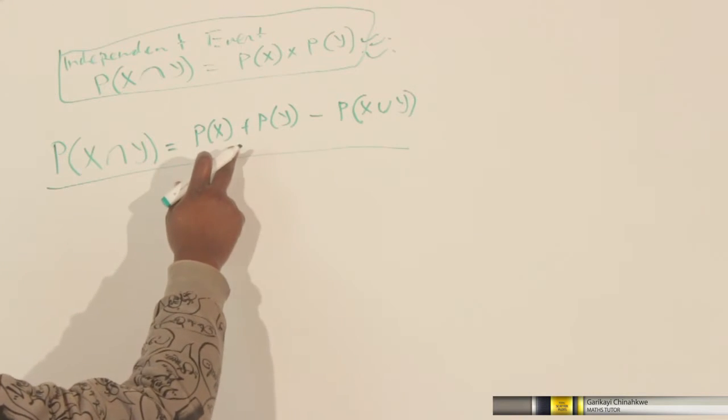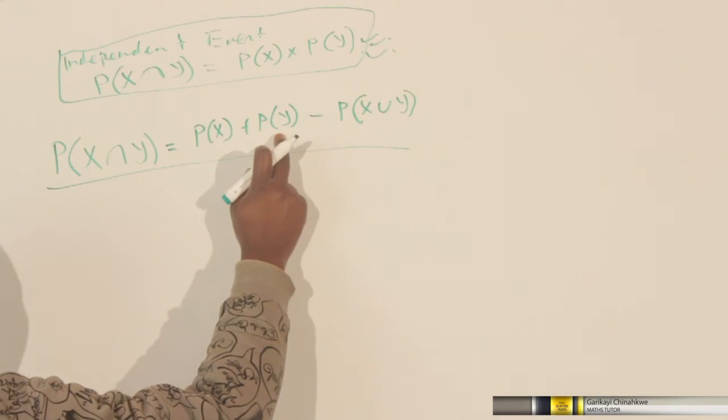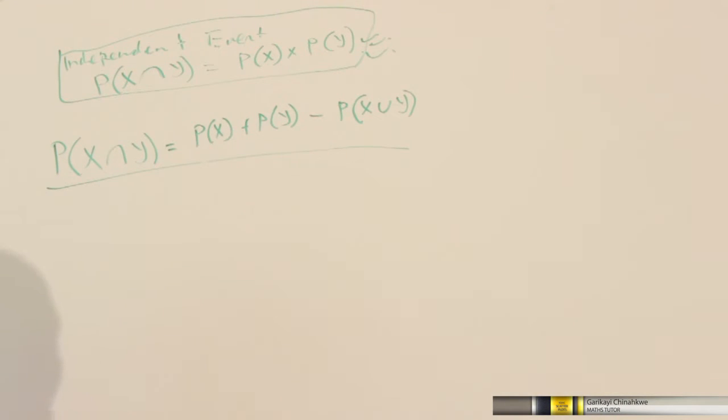You can transpose and make probability of x the subject, probability of y the subject, or probability of x union y the subject. You can play around with that and come up with the subject of the formula. You know how to make the subject of a formula. All right, let's go to a question.